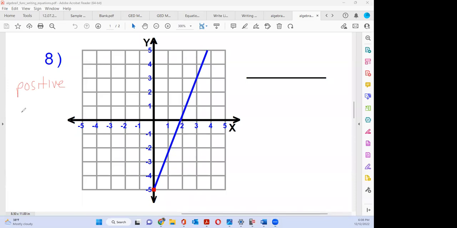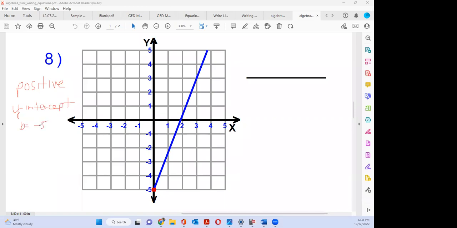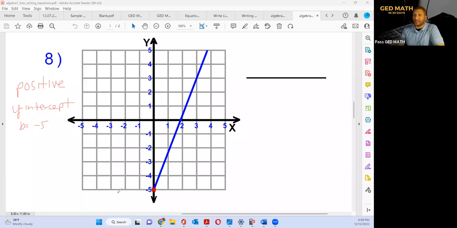0, -5. So the y-intercept, or b, is -5. So what is the y-intercept? Intercept means to cross. So that's why it's called the y-intercept. The y and the y-intercept aren't the same thing. The y-intercept is where the line crosses the y-axis. So this is where the line crosses the y-axis. Does everybody see that? Yes.